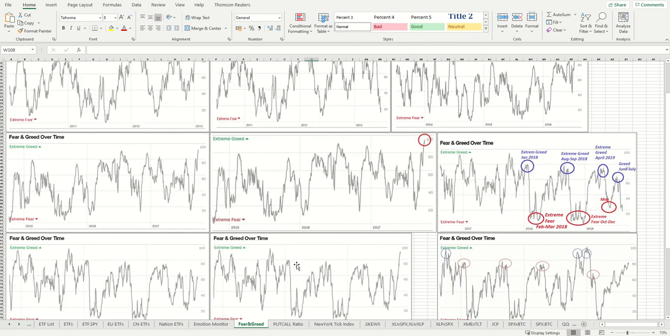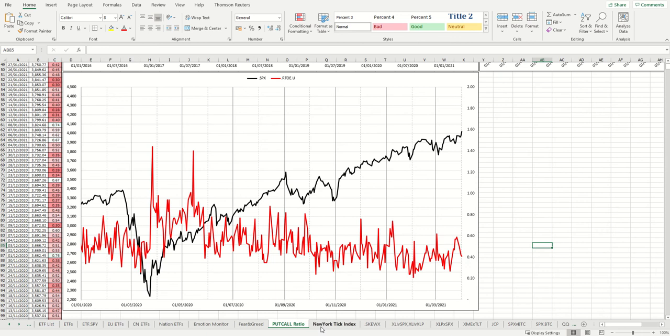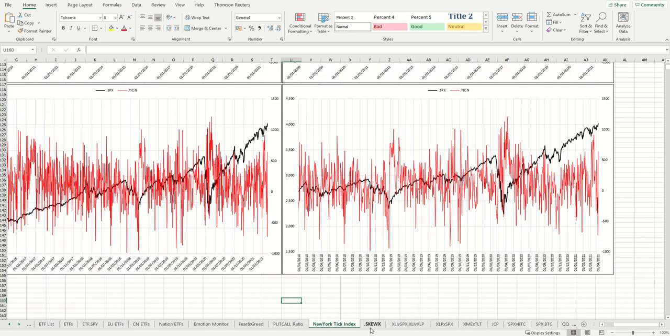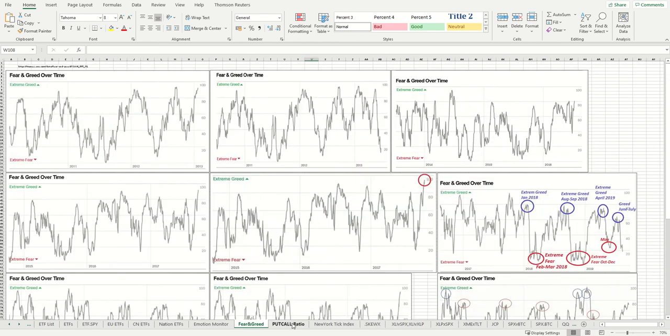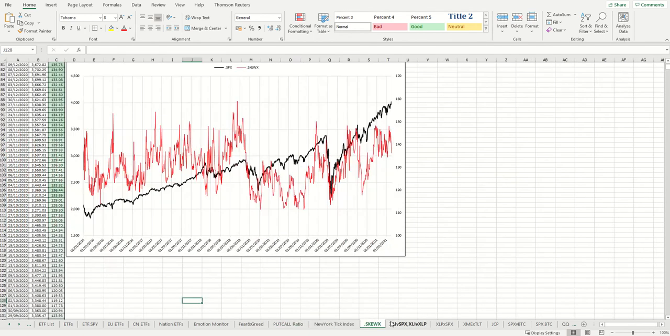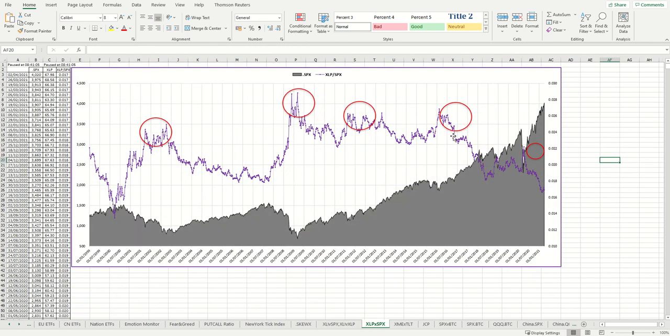So that's a great thing to have a look at, along with the DIX and GEX, which I've mentioned in a previous video. You also have the put and call ratio here, the New York TICK Index as well, and SKEW, which are all sentiment indicators. Okay, and then some more relative charts as well here, XLI versus XLP, so risk on, risk off. Then we have just XLI versus SPX, and you can see it tends to call bottoms pretty darn well.